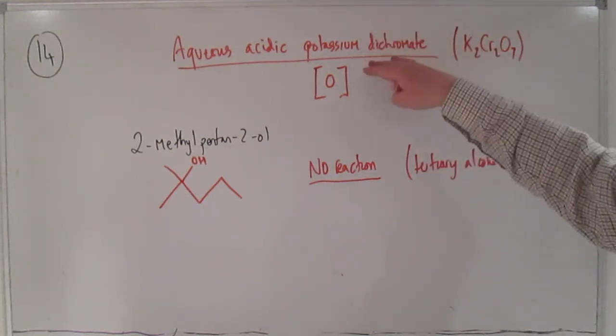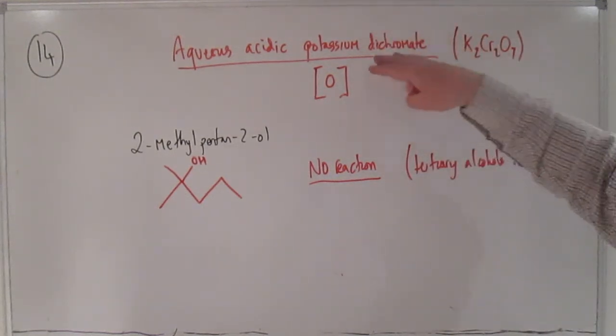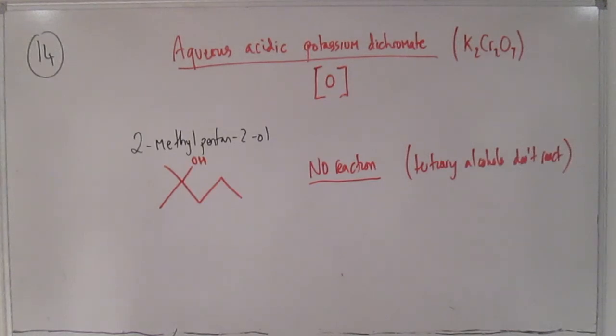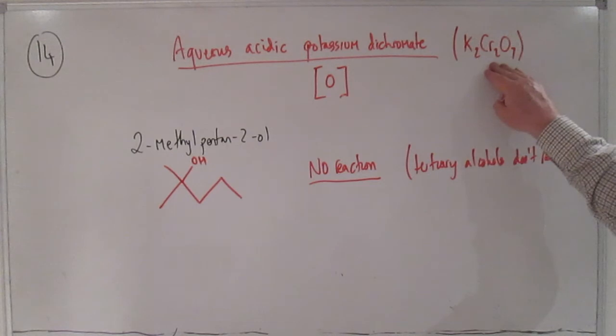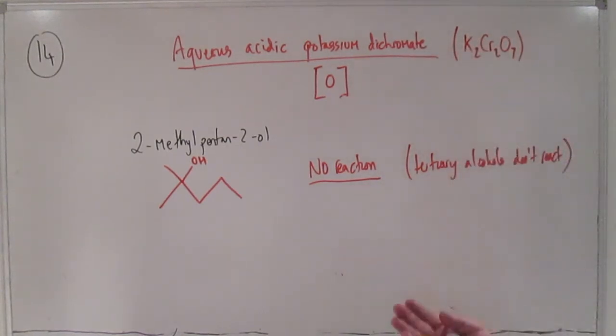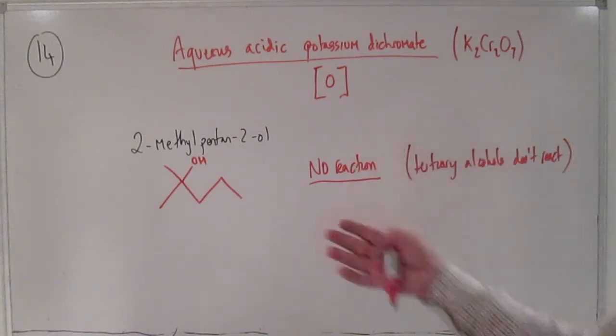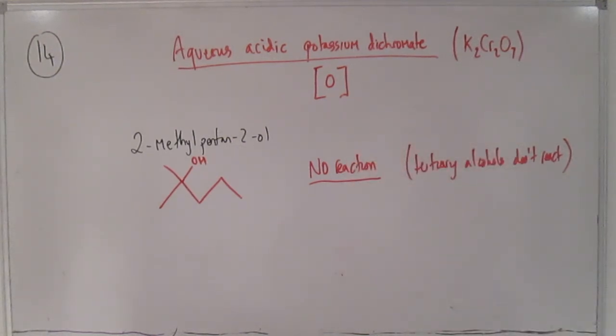So remember, the dichromate ion is orange, gets reduced to Cr3+, which is green. So orange to green is your evidence that the dichromate got reduced, and therefore it must have oxidized something. Could be primary alcohol, could be secondary alcohol, but not tertiary. So that's quite a useful test.